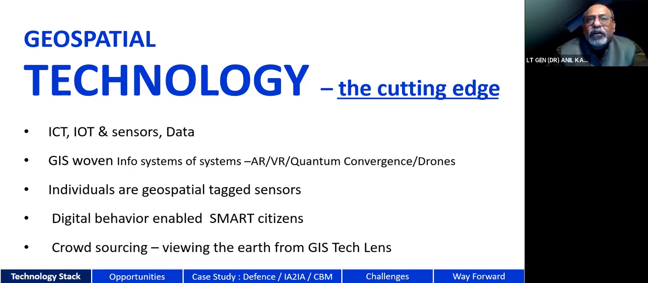Therefore, when we look at the Earth today from a GIS tech lens, it is perhaps the cutting edge technology which is making every possible application that we think of imperative, with GIS as one of the major layers.